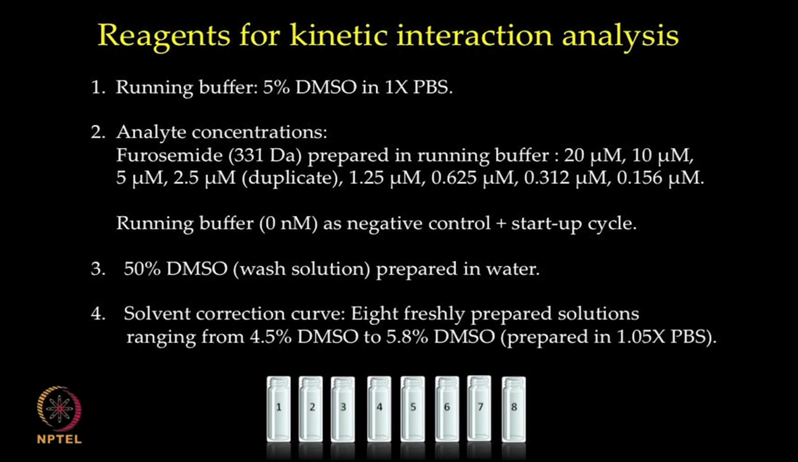Lastly, 8 freshly prepared DMSO solutions ranging from 4.5% to 5.8% DMSO are prepared in 1.05x PBS for solvent correction.